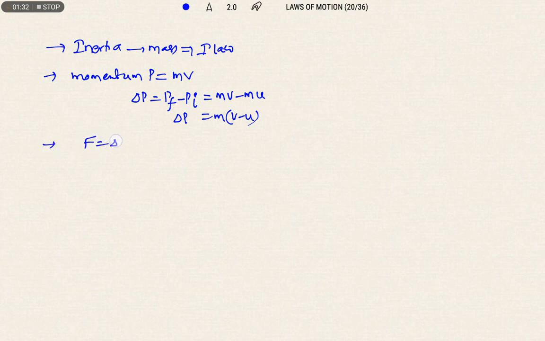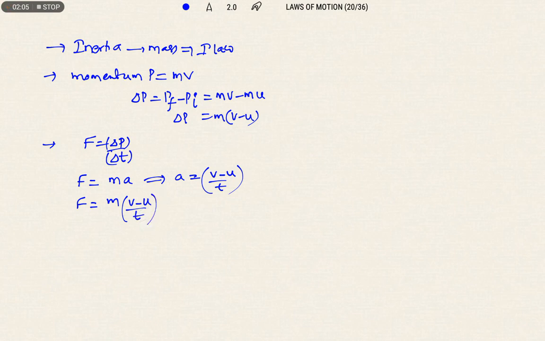According to Newton's second law, the rate of change of linear momentum is directly proportional to the applied force acting on it. If change in momentum and time interval are known, we can use this formula. Otherwise, if mass and acceleration are given, we can write F equals ma. So sometimes they are interlinking the concept with the laws of motion. Then we write acceleration as (v minus u) by t. After writing this, we get the formula for force as m into (v minus u) by t. Sometimes we can also write a equals (v square minus u square) by 2s.